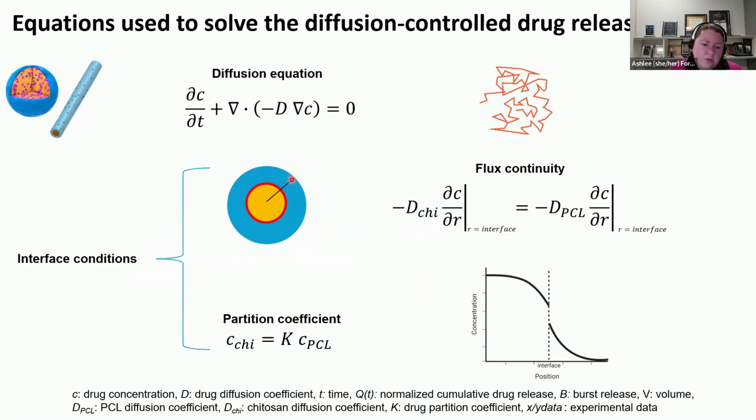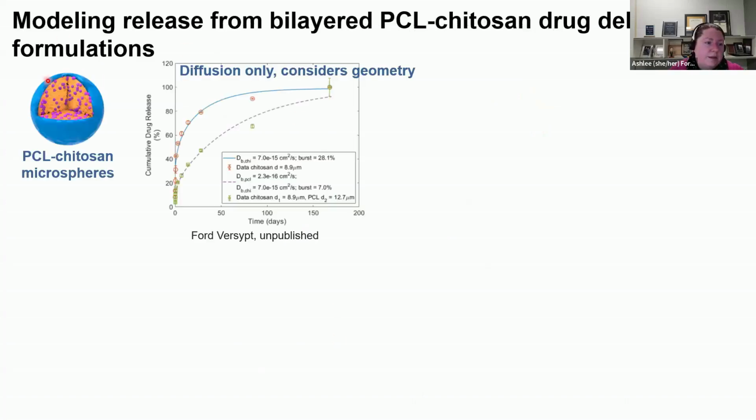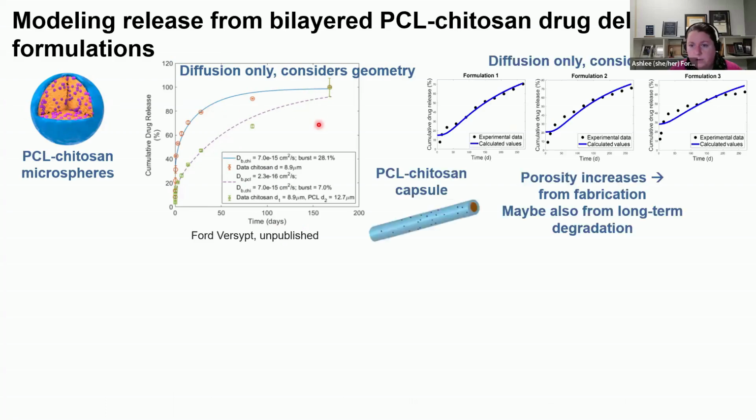We're considering partition coefficients between those layers of material. We're using the data from the experiments in these materials to find diffusion coefficients and partition coefficient between the two layers. And when we consider the microspheres compared to the data, very good fit for just considering diffusion and having the right geometric parameters of these specific microsphere combinations. So that works very straightforwardly.